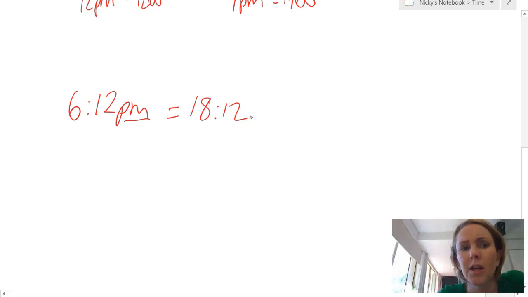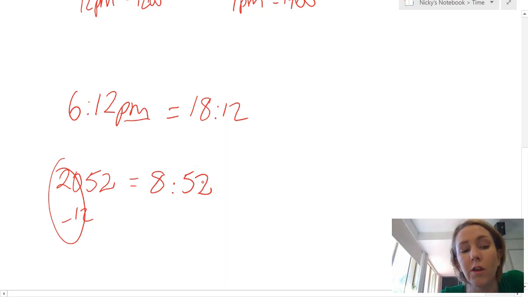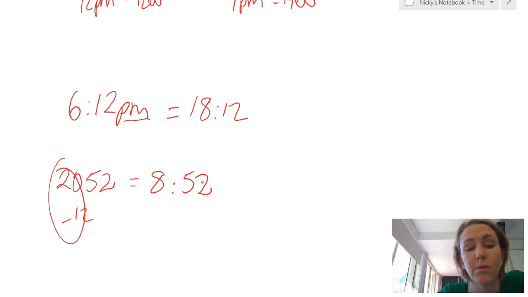Okay, let's say we go the other way and say I've given you 24-hour time to convert to 12-hour time. Let's say it's 20:52. So you're thinking it's 52 minutes past 20. What you need to do then is subtract 12 from the hours, and you get 8:52. Now, when you're converting from 24-hour time back to 12-hour time, it is very important that you put either AM or PM.